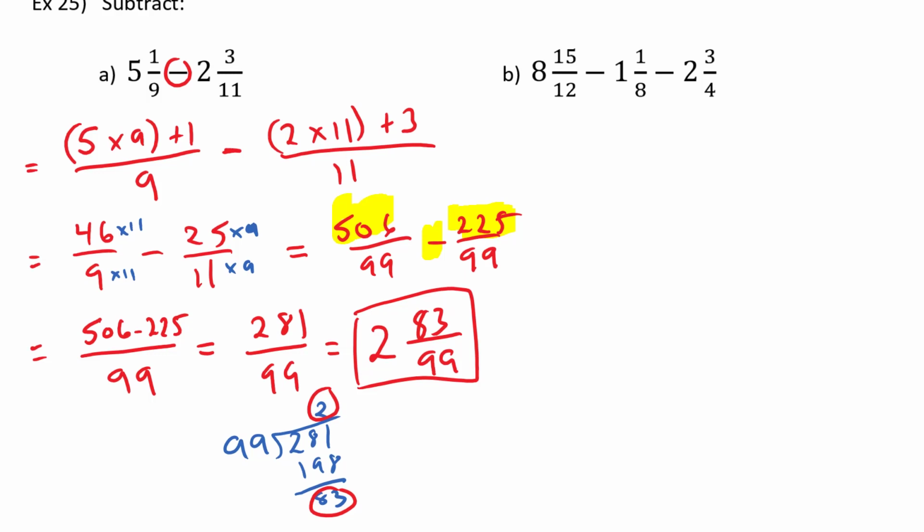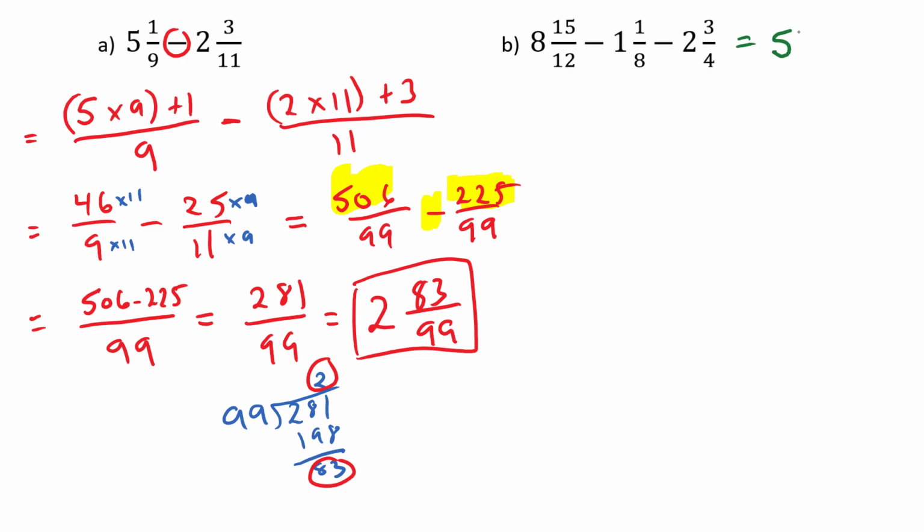I'd like you to pause the video. I'd like you to give B a try on your own to see if you get the right answer. This can be a challenge. Give it a try. Answer is 5 and 3 over 8. So let's work this out.